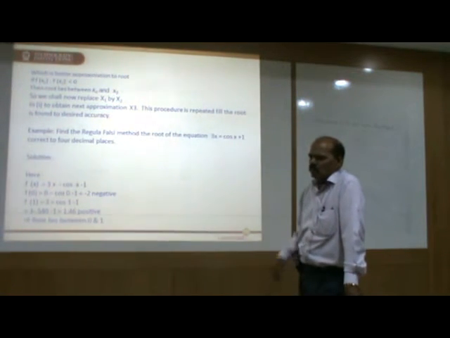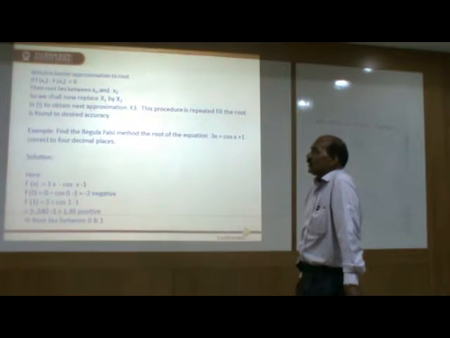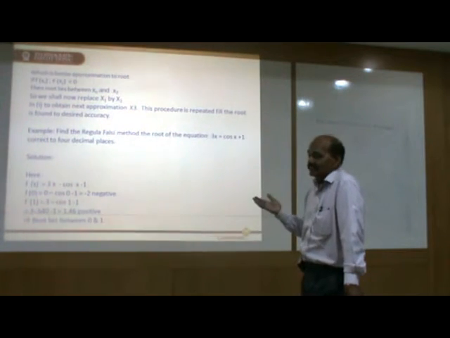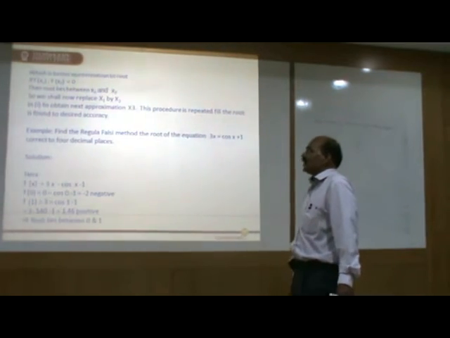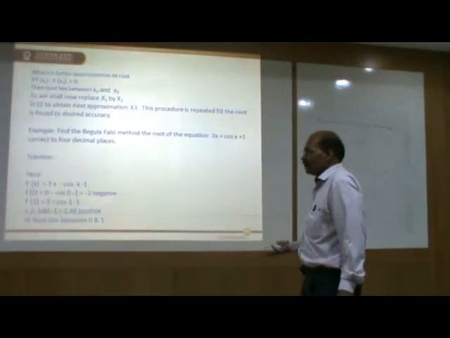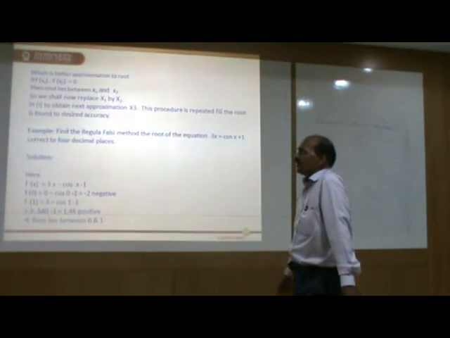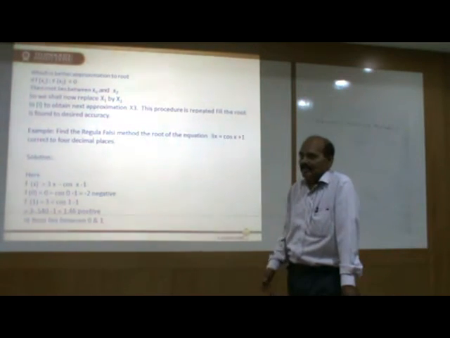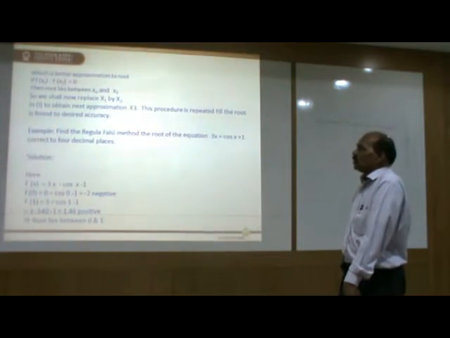Now, if you want to carry out iterations further, then we have to check the condition again: f(x0) into f(x2) is less than 0. If this is less than 0, then the root will lie between x0 and x2, and then we can get the next approximation x3. If we get f(x1) into f(x2) less than 0, then the root will lie between x1 and x2.